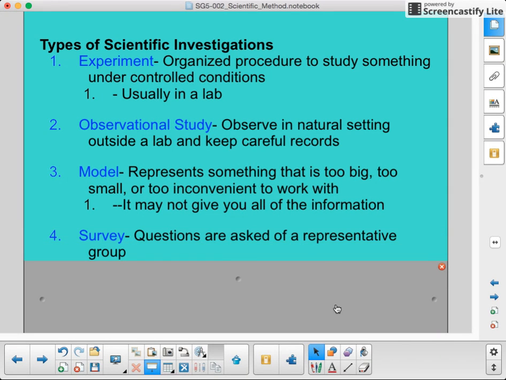The 4th type of scientific investigation is a survey. Surveys include questions that are asked of a representative group, and the researcher looks for patterns or trends. That representative group is important. If you are going to survey 6th graders to find out the most popular NFL team in the 6th grade class, and you only surveyed 20 girls, you wouldn't get representative information because the 6th grade class is made up of almost equal numbers of boys and girls, and your survey only included girls.